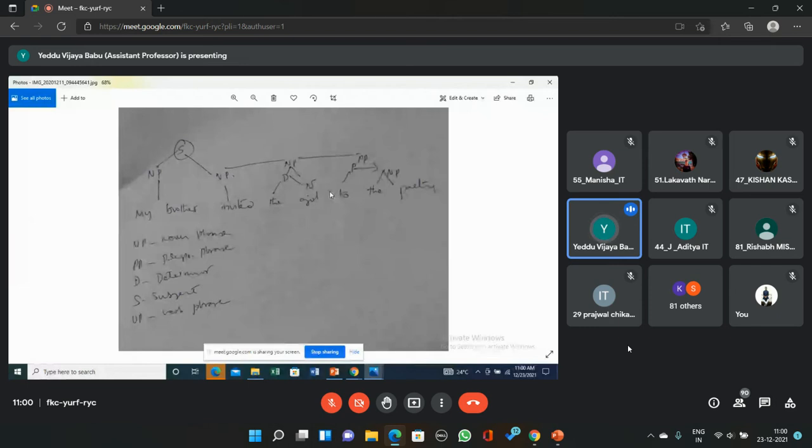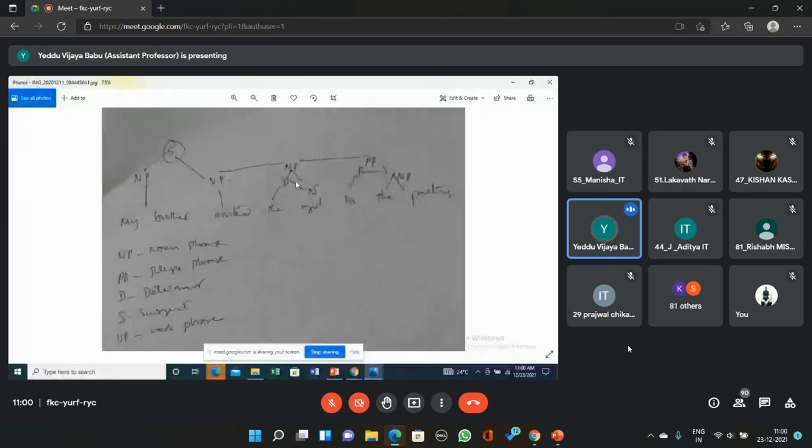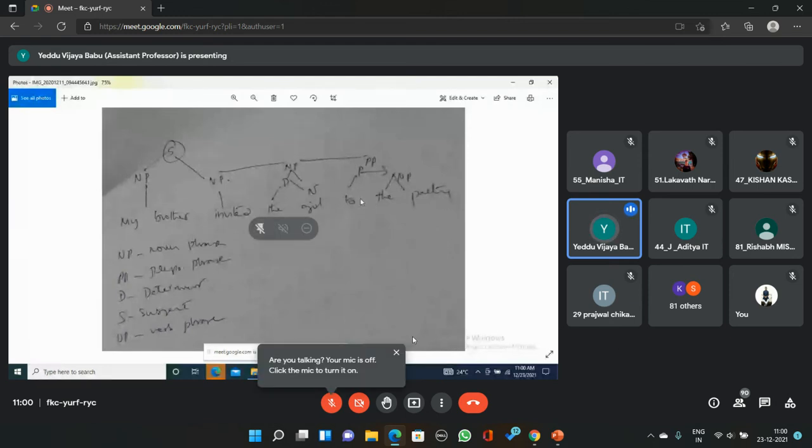My brother is a noun phrase. This is called the subject. Here the subject is a combination of the noun phrase and verb phrase. Next, determiner and a noun is called a noun phrase. What does PP represent? Prepositional phrase. How is it a prepositional phrase? To is the preposition, and the party is the noun phrase. So we have one preposition and one noun phrase.